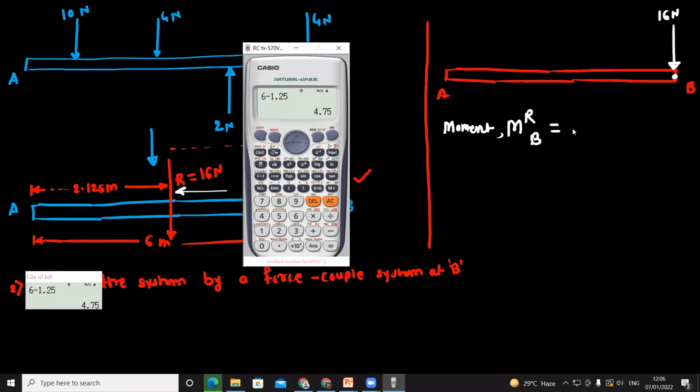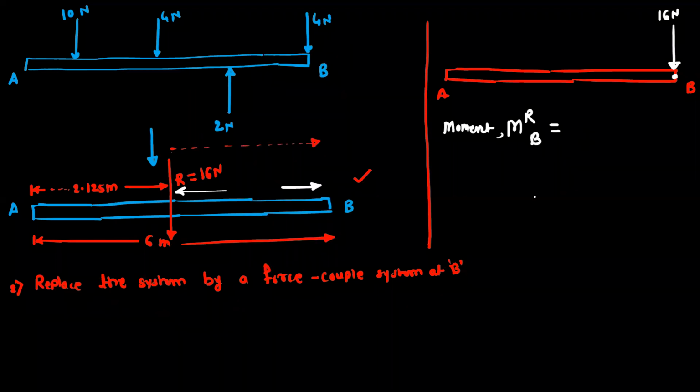So it is 4.75. So moment will be force 16 Newton into 4.75. Okay, and this moment, its direction, it is anti-clockwise about the point B, because it will try to rotate the system in this direction.